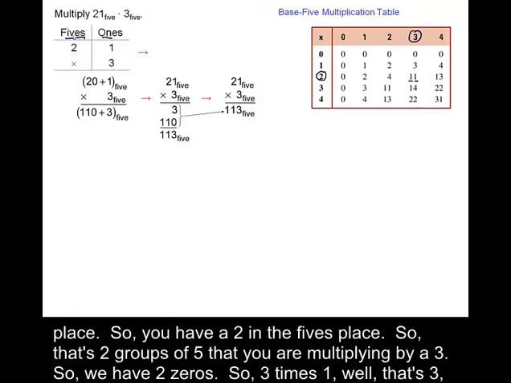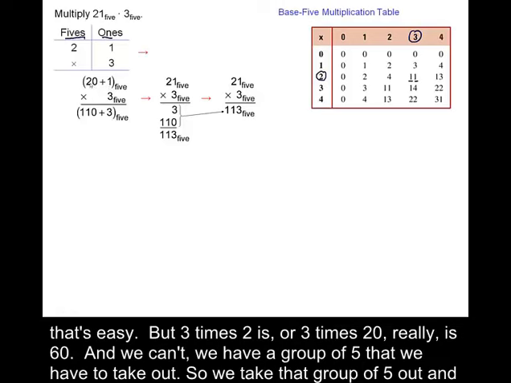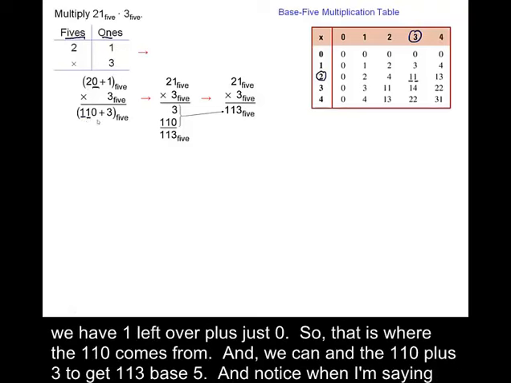So you have a 2 in the 5's place. So that's 2 groups of 5 that you're multiplying by 3. So we have 2 zeros. So 3 times 1. Well, that's 3. That's easy. But 3 times 2, or 3 times 20, really, is 60. We have a group of 5 we have to take out, so we take that group of 5 out and we have 1 left over plus this 0, so that's where the 110 comes from. And we can add the 110 plus 3 to get 113 base 5.